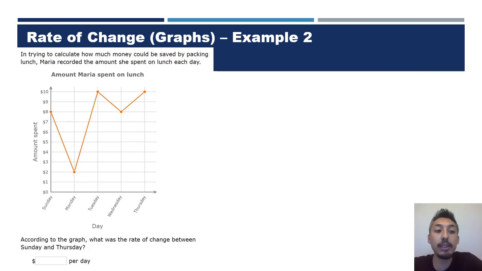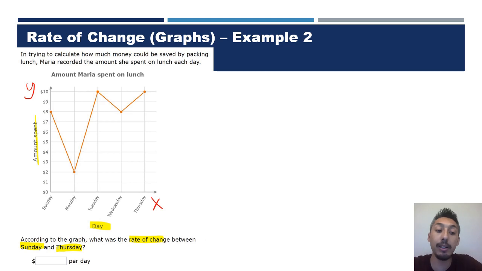The question says, in trying to calculate how much money could be saved by packing lunch, Maria recorded the amount she spent on lunch each day. Here we have our graph. Let's go ahead and look at it a little more closely. We have the amount spent here and then the number of days on the other side. We know that amount spent because it's the y-axis, it's going to be our y value, and then days is going to be x.